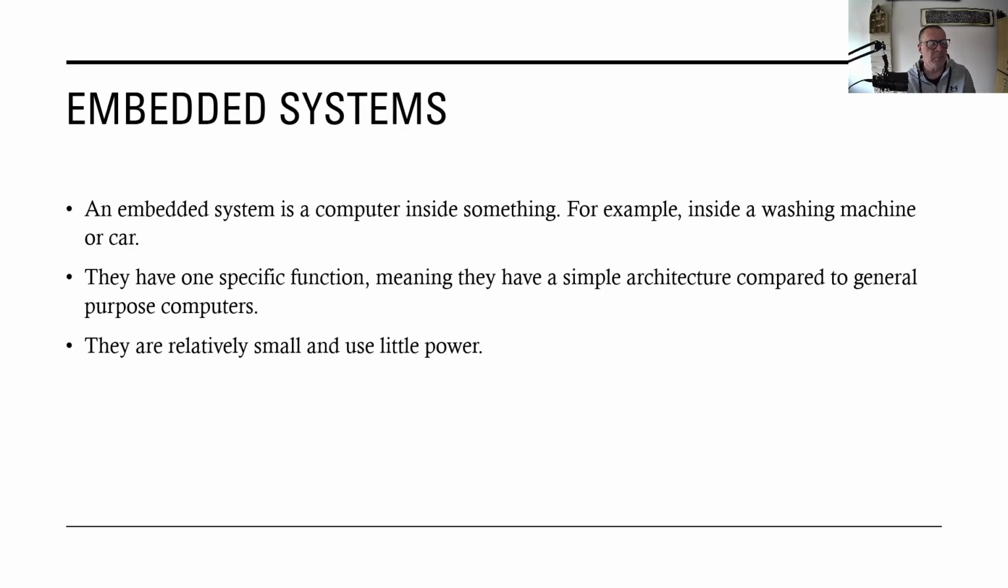All right, let's have a look at embedded systems. An embedded system is just a computer that's inside some other device, a machine or something. Sometimes people get a little bit confused about saying things like it's a computer inside a computer, which obviously is not right. It's a computer inside a device such as a washing machine. They have one specific function. That means they can have a simple architecture compared to, say, a general purpose computer. So they'll be generally small, use less power, but not be flexible. They can only really do one thing.